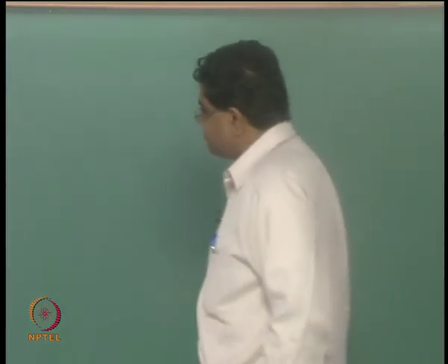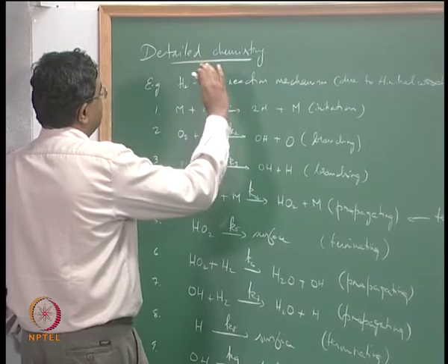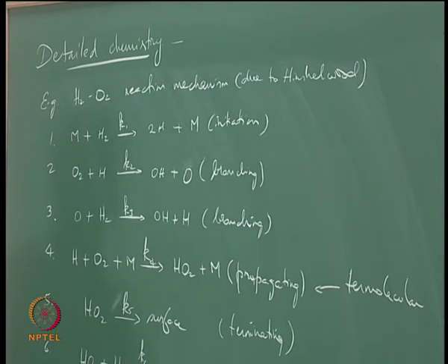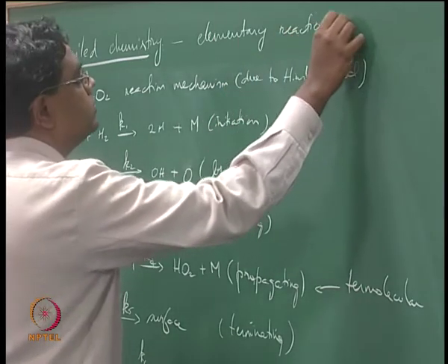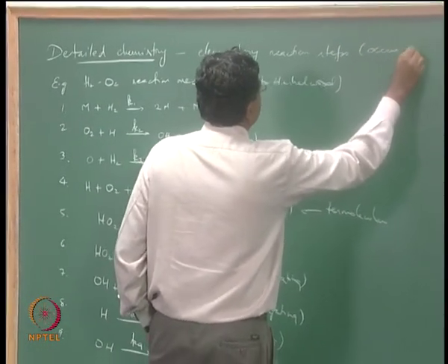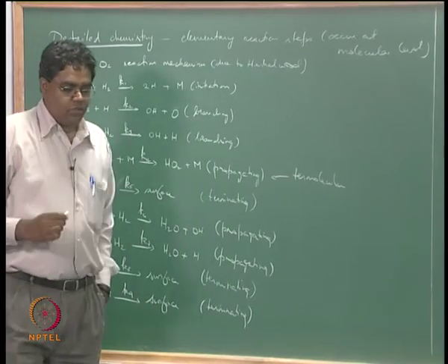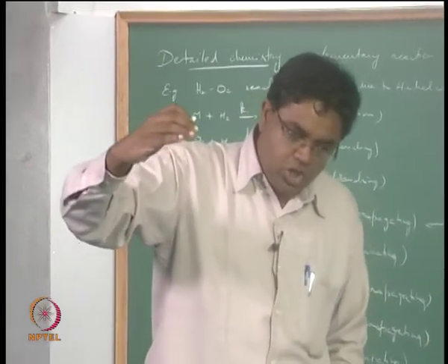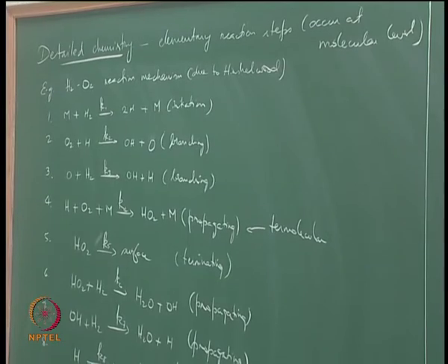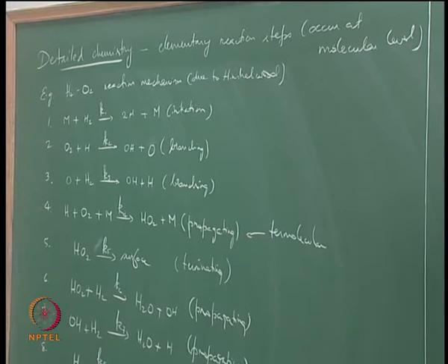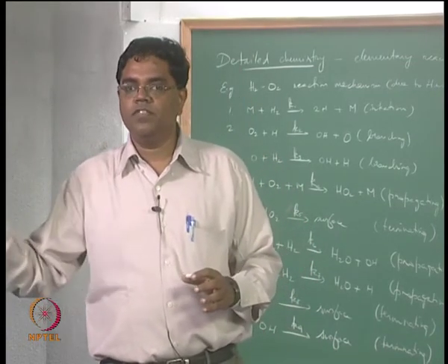So if you have to consider reactions happening at the elementary reaction level, then what we have to do is look at what's called detailed chemistry. In general what happens with these reactions is there are typically a huge number of reactions that involve a considerable number of species. Typical numbers we are looking at are tens of species or maybe up to 100 species, and close to 100 or more, or a few hundreds of reactions that are happening.